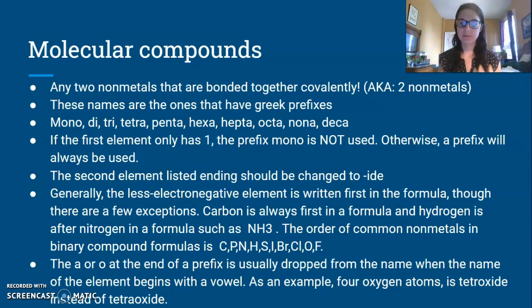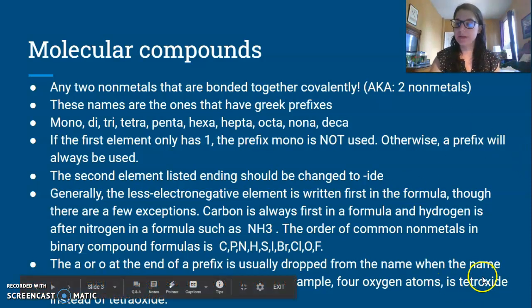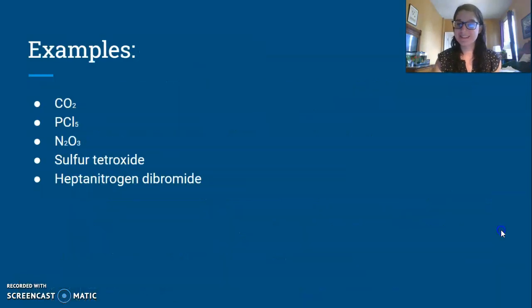But generally, you will get used to seeing those anyway, so you don't really have to memorize it or anything, but when in doubt, you can reference that order if you need to. If we have an element that begins with a vowel, like usually oxygen, we usually drop the A or O that comes at the end of the prefix. That way we don't have a double vowel. So we say tetroxide versus tetraoxide. We drop that A before the O, and that just makes it easier to say. That is the only reason.